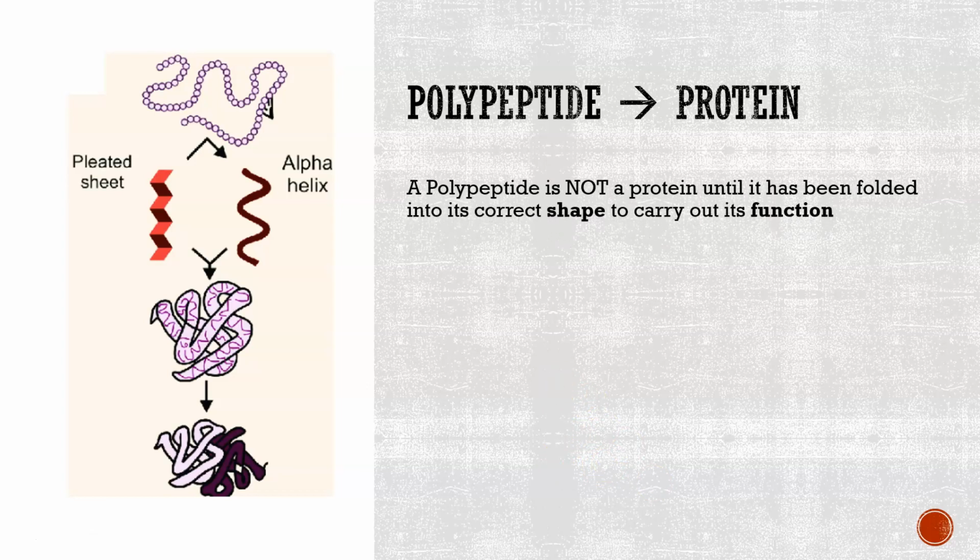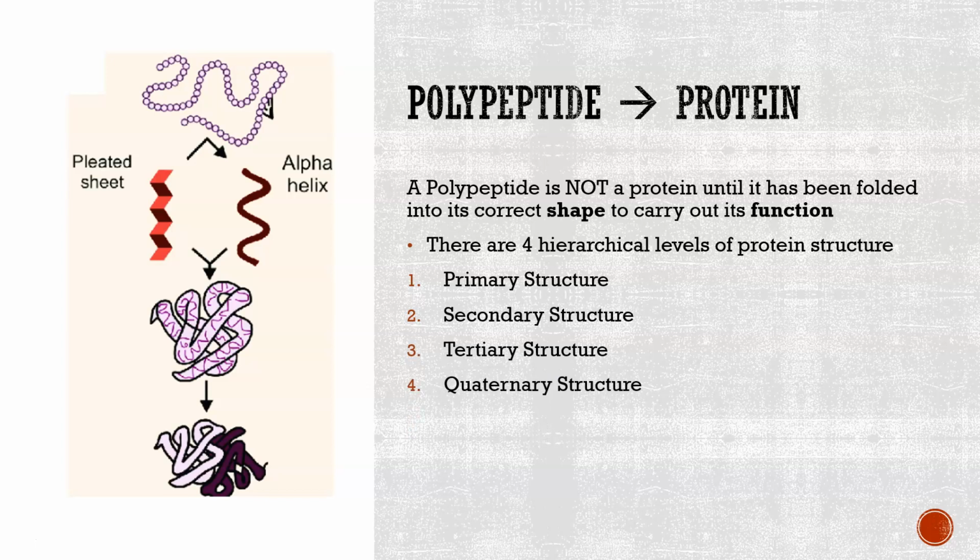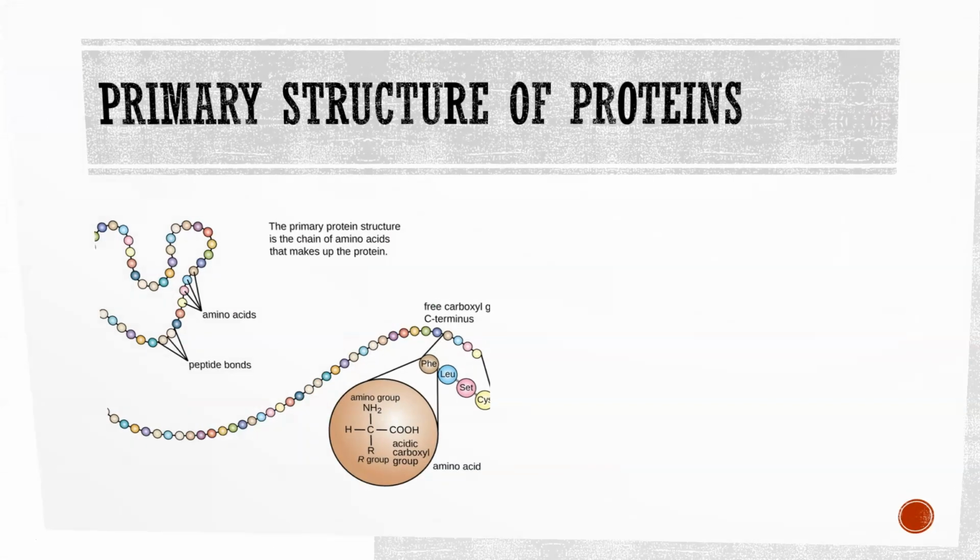Okay, a polypeptide is not a protein until it is folded into its correct shape to carry out its function. So that long chain of amino acids, all right, that is our polypeptide. It is not actually a protein until it's folded into shape, ready to perform that function. There are 4 levels of protein structure: the primary structure, secondary structure, tertiary structure, and then the quaternary structure. So that previous slide didn't quite touch on that.